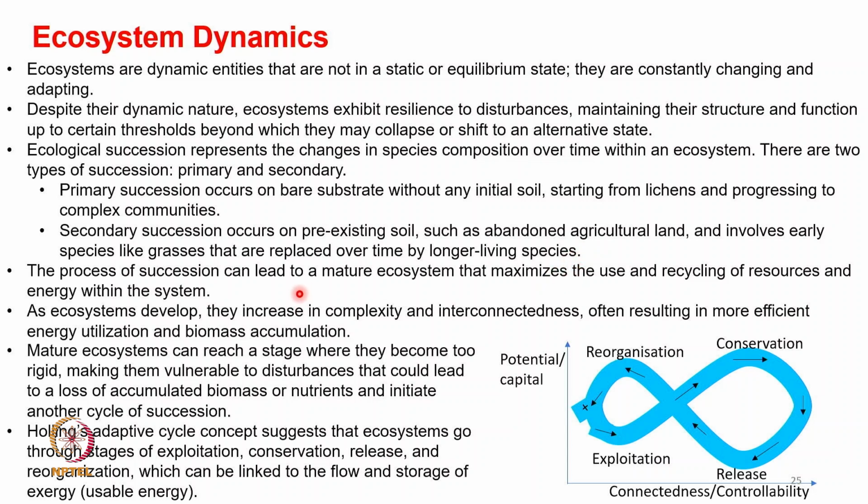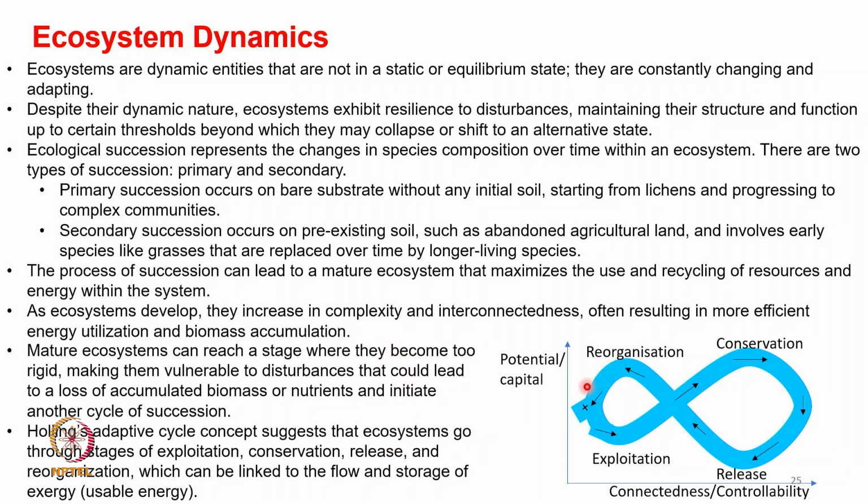So, now the process of succession can lead to a mature ecosystem that maximizes the use and recycling of resources and energy within the system. And when an ecosystem develops, what you would typically see is an increase in complexity and interconnectedness, which results from efficient utilization of energy and biomass. And what is a mature ecosystem? Mature ecosystems can reach a stage where they become rigid, making them more vulnerable to disturbance that could lead to a loss of accumulated biomass and nutrients and initiate another cycle of succession.